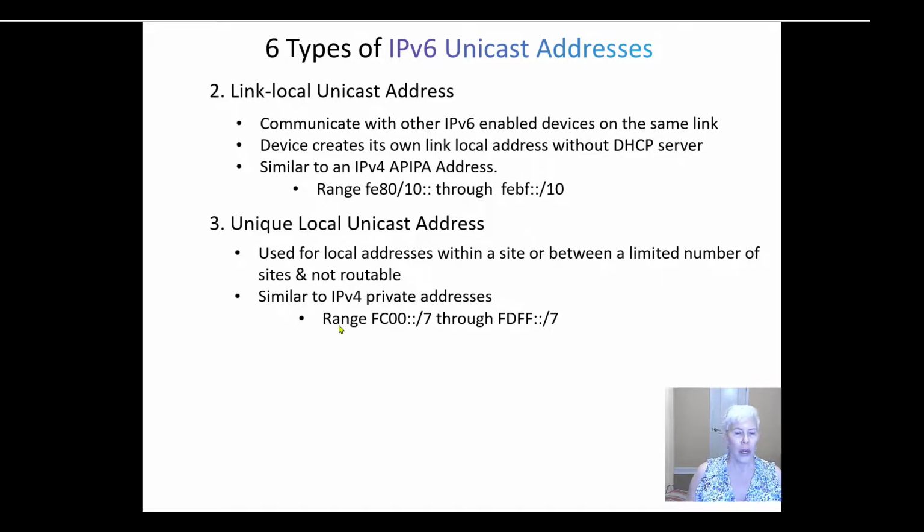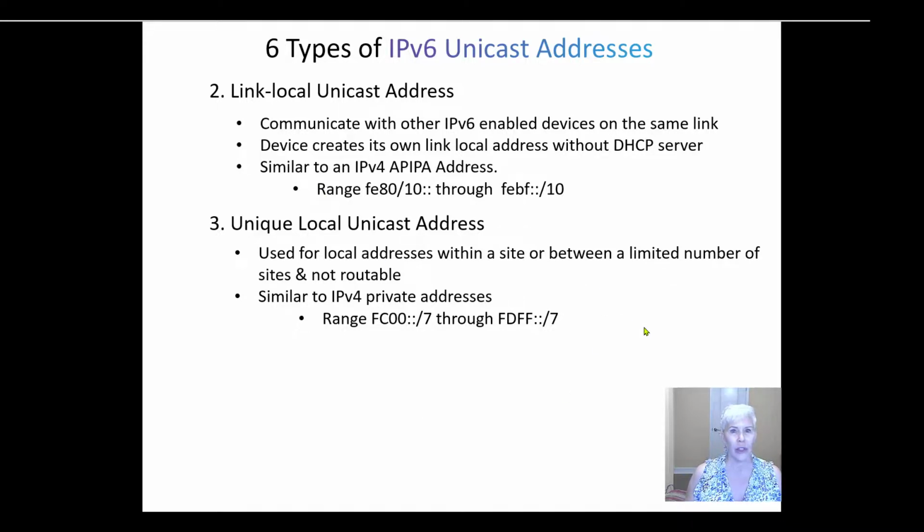The range for a unique local address is FC00. So in other words, 11111100. And they're a /7. So all of the other bits in that IPv6 unique local will just be randomly generated or statically assigned. This range goes through FD. Okay, so remember, C is 12, D is 13. So it's going to go FC00 through FDFF, and they are a /7. Both of these are not routable on the internet.